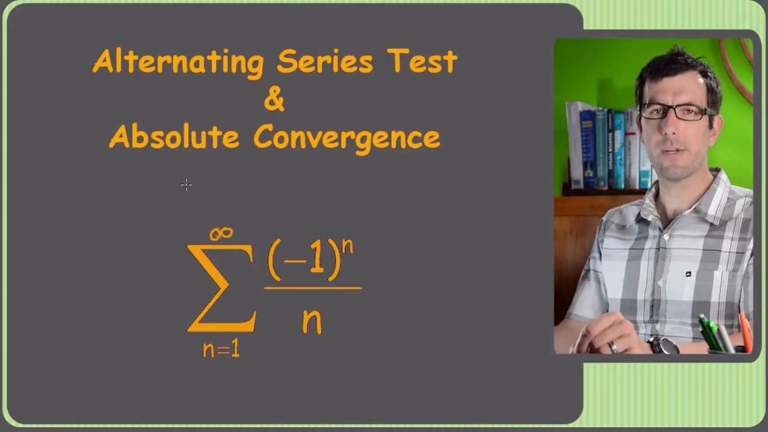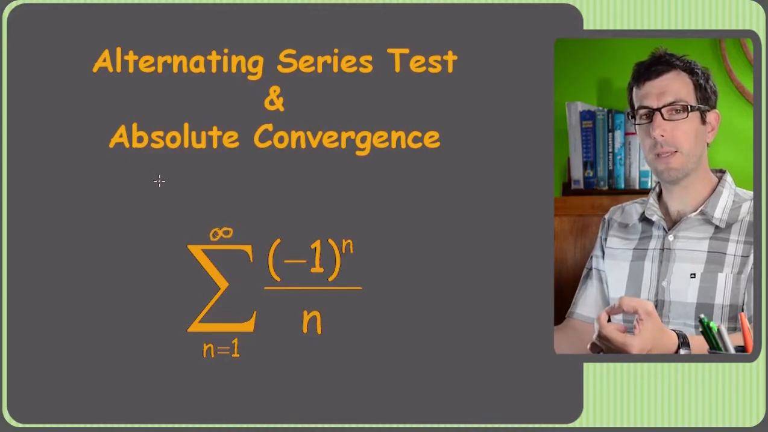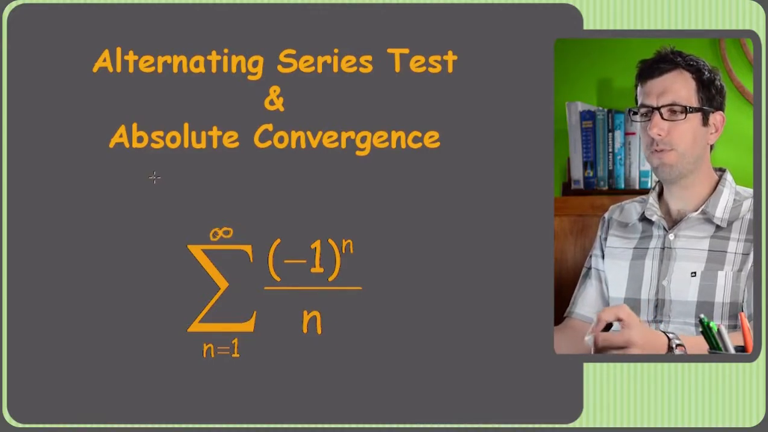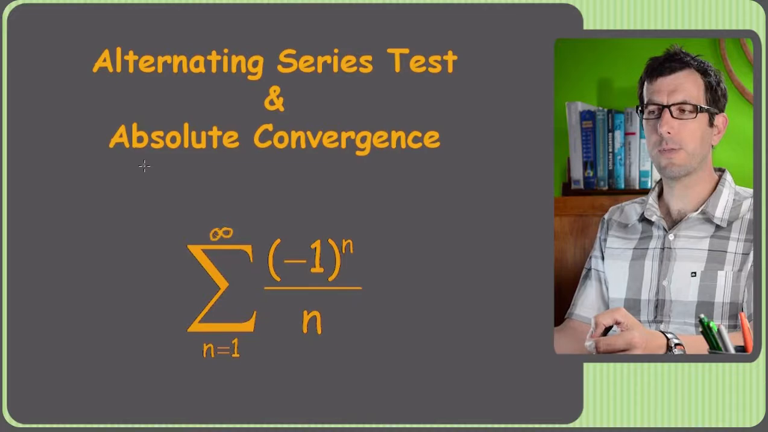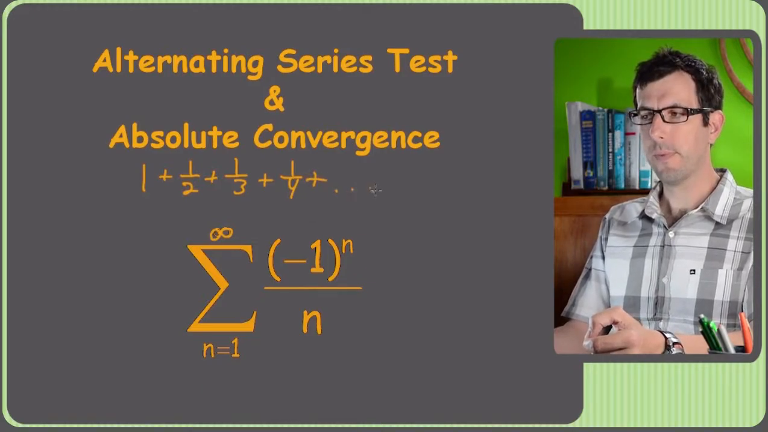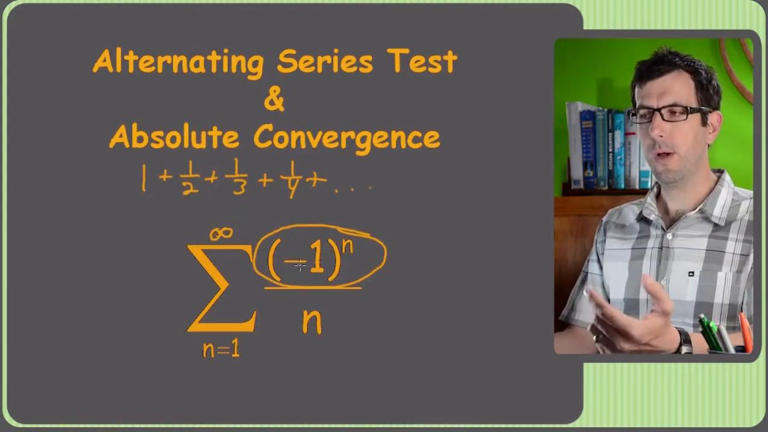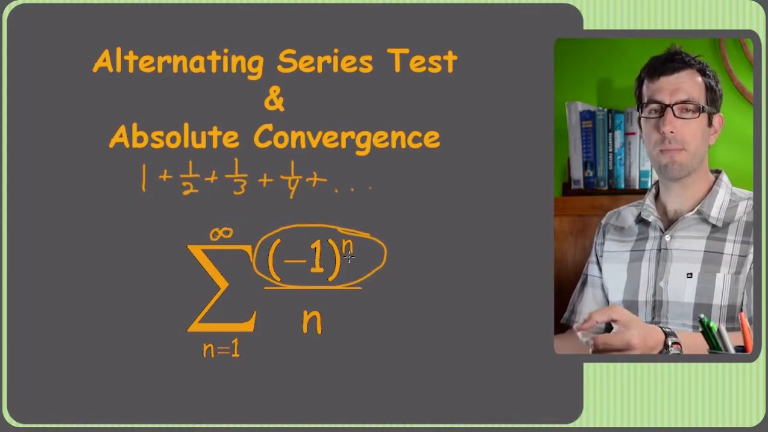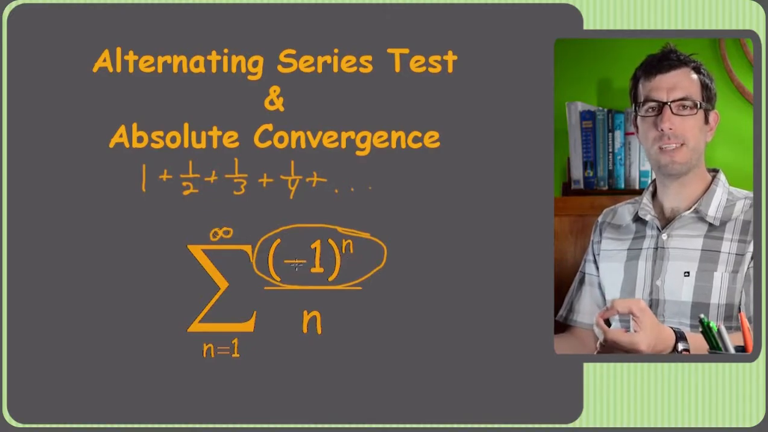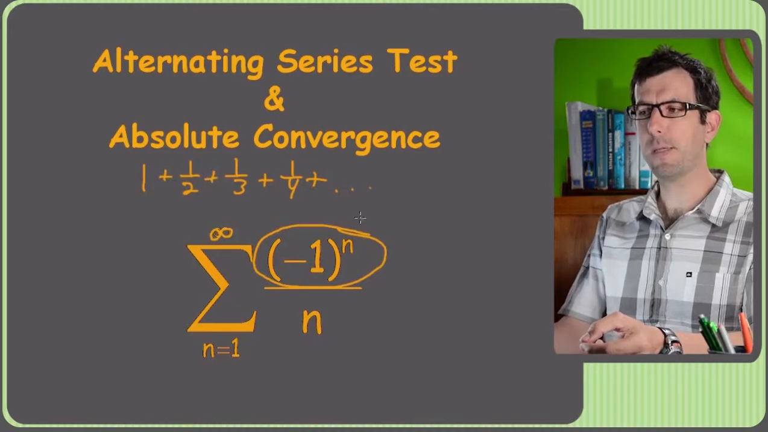So what is an alternating series? Well, it's just a series that goes plus minus plus minus. So all the series we've looked at so far, like the harmonic series, would be 1 plus 1/2 plus 1/3 plus 1/4. But you'll notice that in this one we've got a (-1)^n. So what's that going to do? Well, a -1 raised to an odd power is going to be a -1, but a -1 raised to even powers is a +1. So that's how you get the plus minus plus minus.